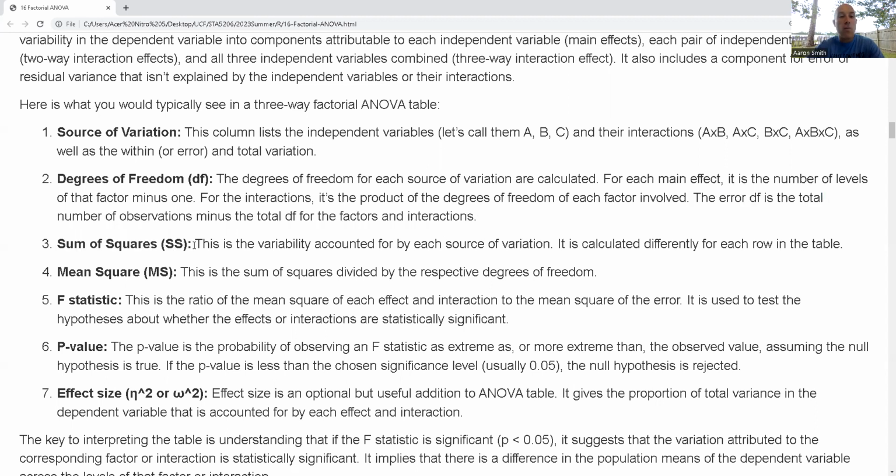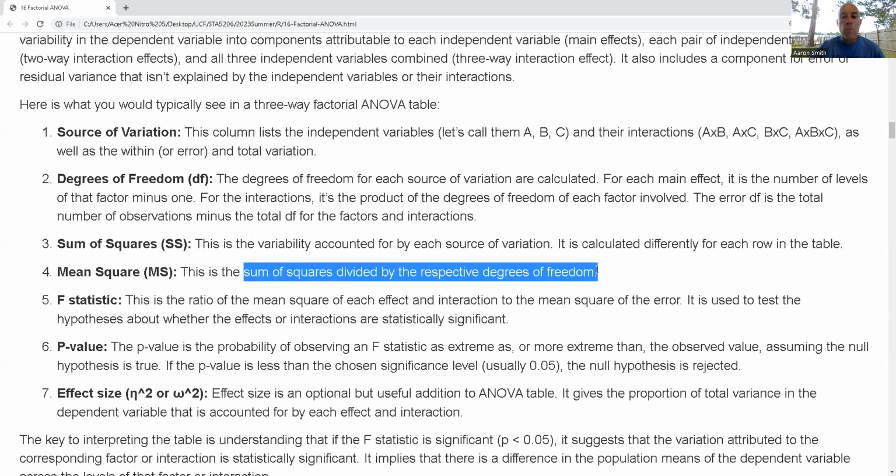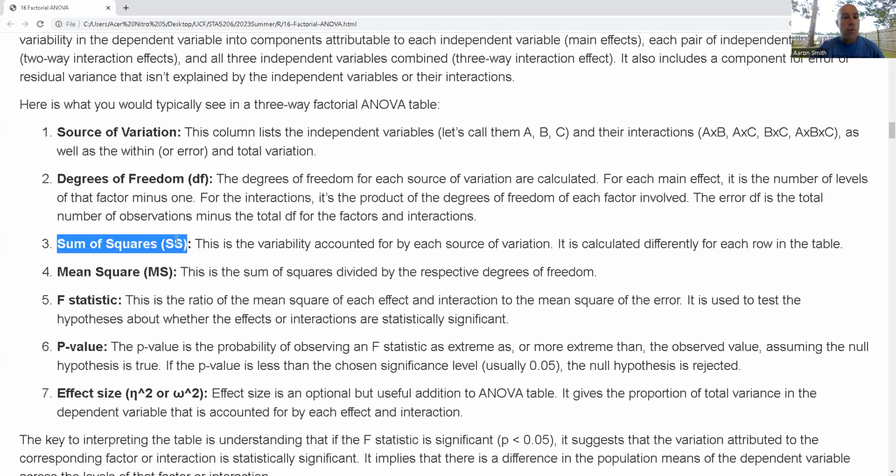For sum of squares, this is the variability accounted for by each source of variation. It is calculated directly for each row in the table. And the formulas are a little bit juicier for this column. Now, next to mean squares, this is the sum of squares divided by the respective degrees of freedom. So here in this column, we take sum of squares, divide by degrees of freedom. Boom, I get my mean squares.